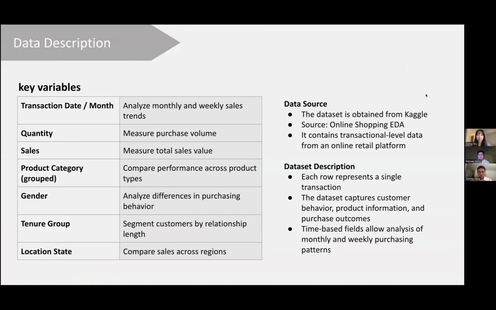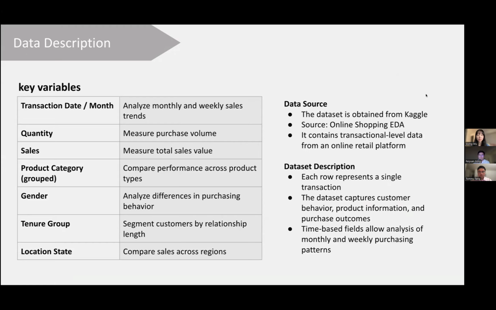First, we have customer-related variables, such as customer ID, gender, and customer loyalty status. Second, the dataset includes product and order information, including product category, quantity purchased, and total sales value. Third, we also have time and location variables, which make it possible to examine when and where purchases occur.